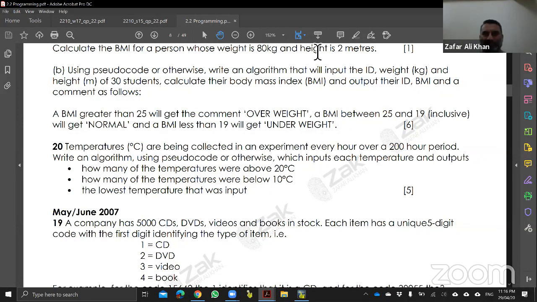Ji sir. Shahzada. Okay. So you want me to solve this question, to discuss this question, question number 20? Yes, sir.